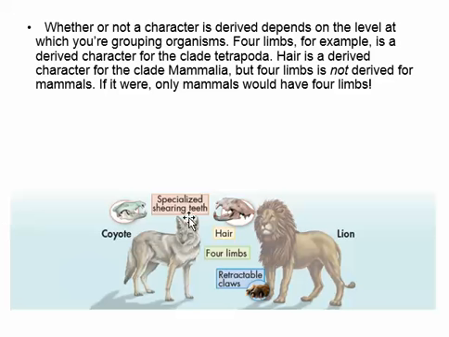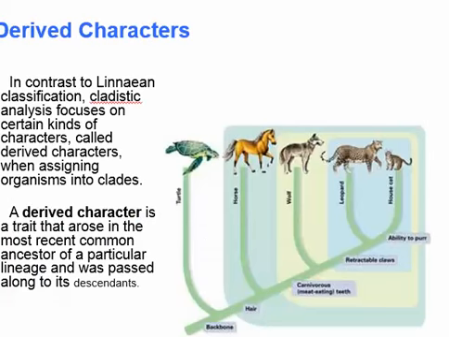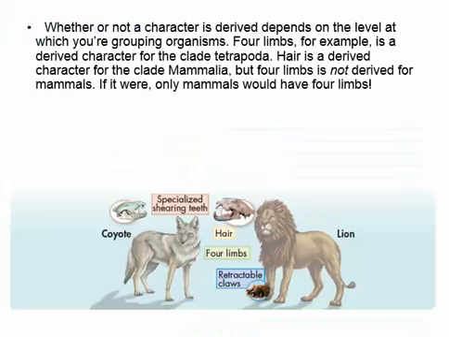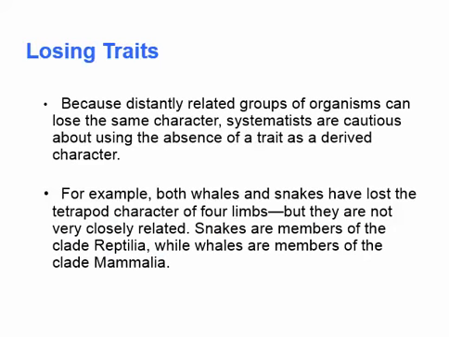So hair is a derived character for mammals, but not for limbs. If you look at this here, all of these have four limbs, right? But they're all not mammals, are they? So it has to be the character that's derived just for that group or right prior to that group. They usually don't use lost traits as derived characters because the animals may or may not be closely related, since they've lost those traits. So, for instance, remember when we talked about the whales? The whales lost their legs. Snakes also lost legs, but snakes and whales are nowhere near closely related, because whales are mammals and snakes are reptiles.